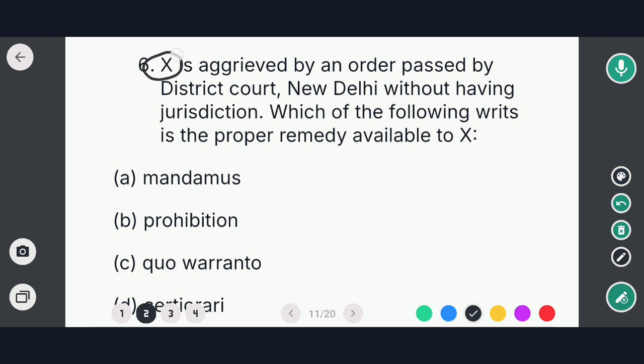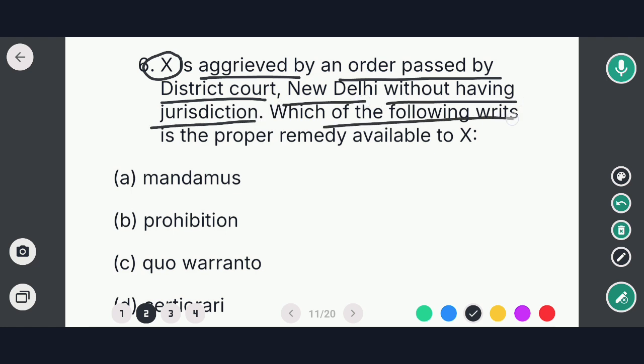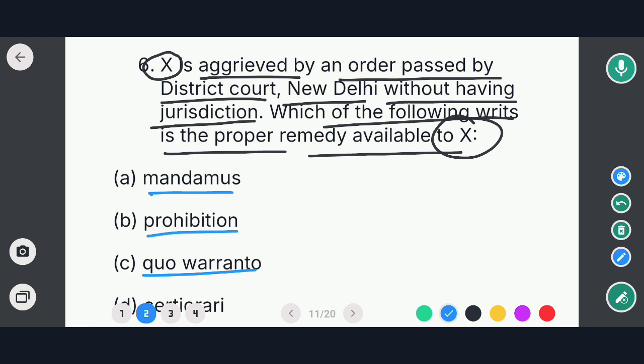Suppose X is aggrieved by an order passed by the District Court, New Delhi, without having jurisdiction. Which of the following writs is the proper remedy available to X? Options are mandamus, prohibition, quo warranto and certiorari. So in this case the correct answer would be option D, that means certiorari.